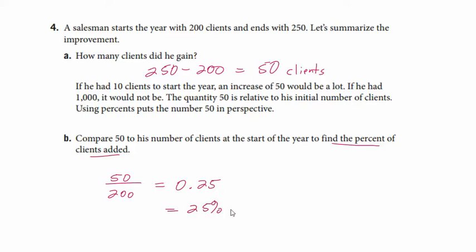Remember, you're always dividing by the starting value. So he started with 200 clients, so you're going to divide by 200. So this is a 25% increase in clients. That's pretty good, I would say. That's a pretty large percent increase.